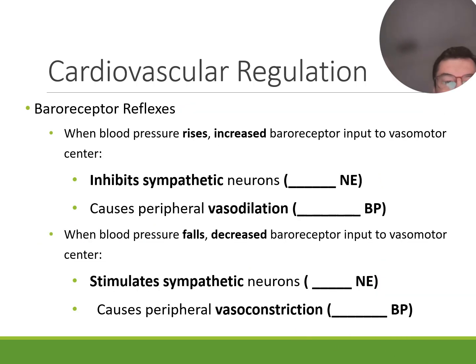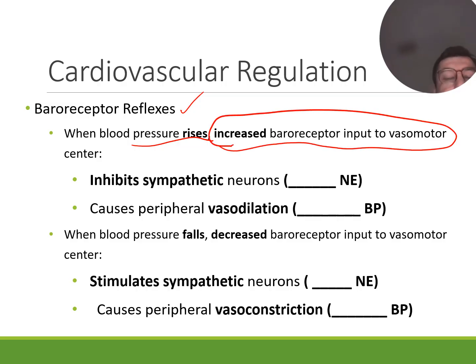So again, baroreceptors are monitoring changes in blood pressure. When blood pressure rises, there is increased baroreceptor input to the vasomotor center, telling it that we need to decrease sympathetic activity. So it inhibits sympathetic neurons to decrease norepinephrine. This is going to cause vasodilation, and when we cause vasodilation in that periphery, then we're allowing the body to accumulate more blood, and there will be a decrease in blood pressure.